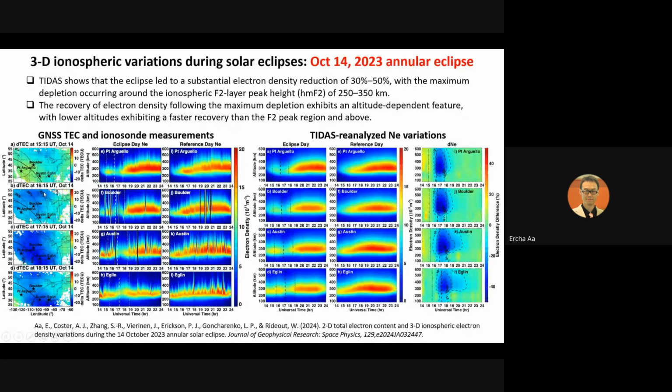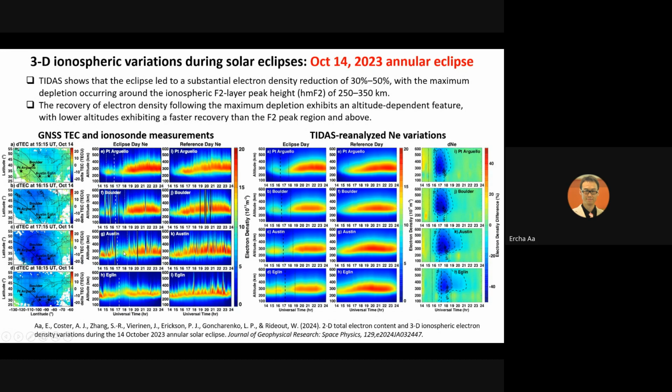And we select 4 different ionosonde measurements because the ionosondes can provide not only the peak parameters, but also the bottom side electron density profiles. So these are the electron density profiles measured by ionosonde. These vertical lines mark the eclipse start, eclipse maximum, and eclipse ending times.